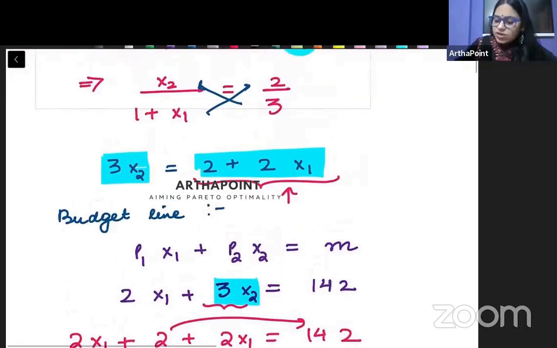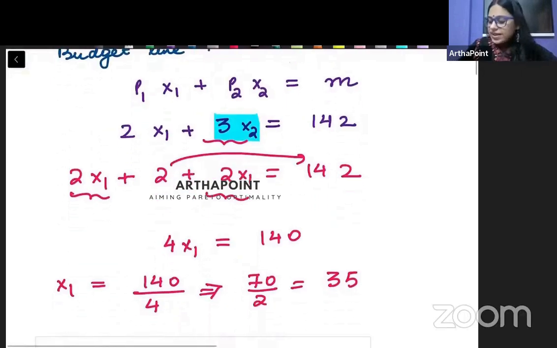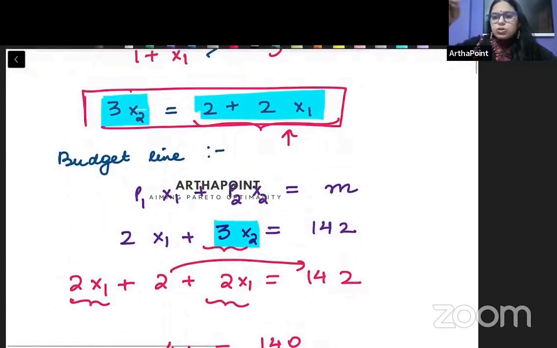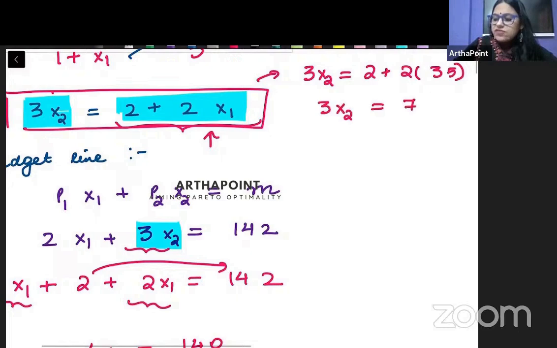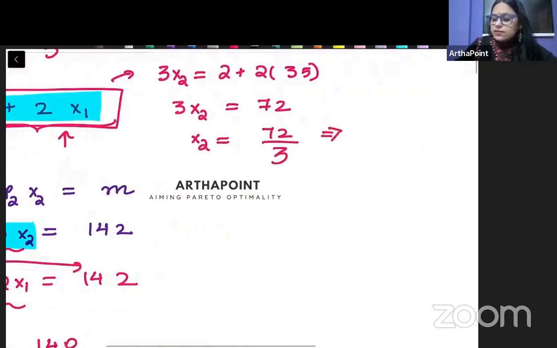बेटा x2 का वैल्यू यहां से निकल सकता है इस इक्वेशन से. I have found out that x1 is 35. Just put this 35. So you will get 3x2 is equal to 2 plus 2 into 35. तो बेटा 3x2 is equal to 72. तो बेटा x2 will be 72 divided by 3. This will give you 3 2s are 6, 3 4s are 12, 24.